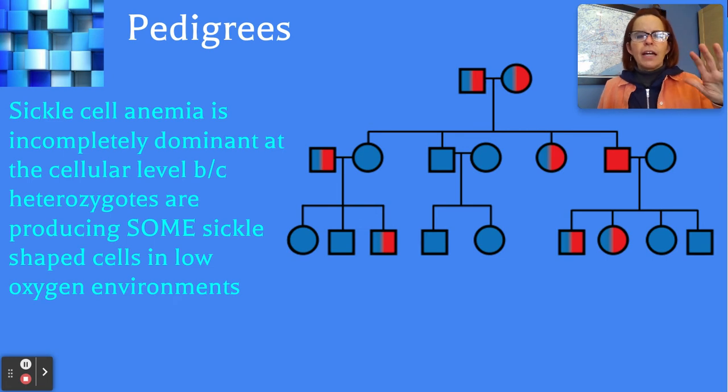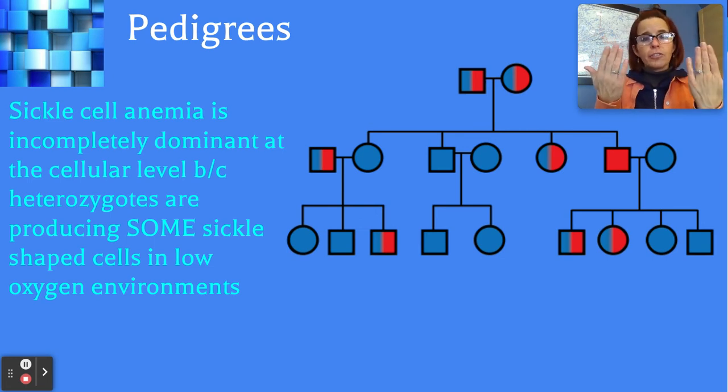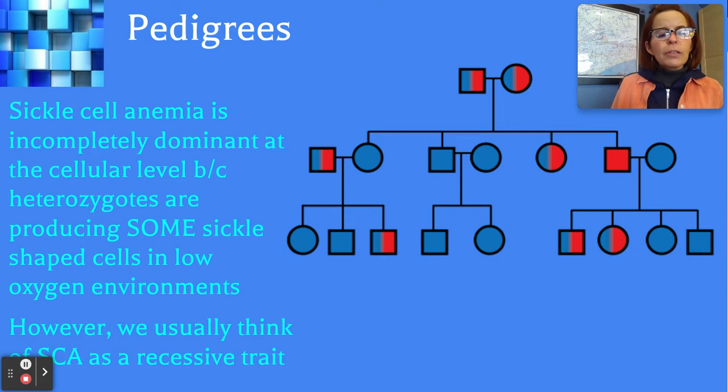That means that they have two of the traits. They have the sickle trait and the not sickle trait, and they're blending together so that that person produces some, but not all of the sickle cell shapes. Normally, we think of sickle cell anemia across the board. We normally think of it as a recessive trait.